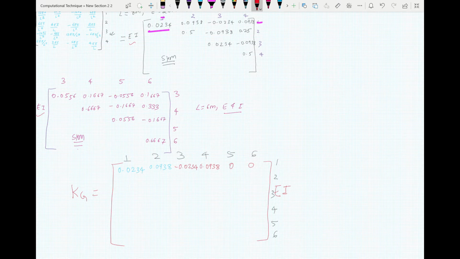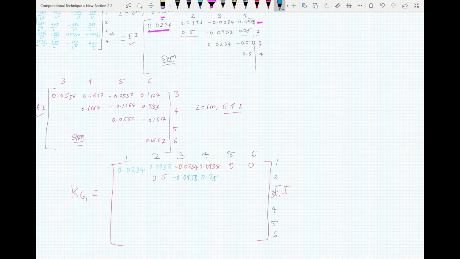For the next one, let's start here. This 2, 2 will be 0.5, and then we have 2, 3 which will be equal to minus 0.0938, and 2, 4 will be equal to 0.25.